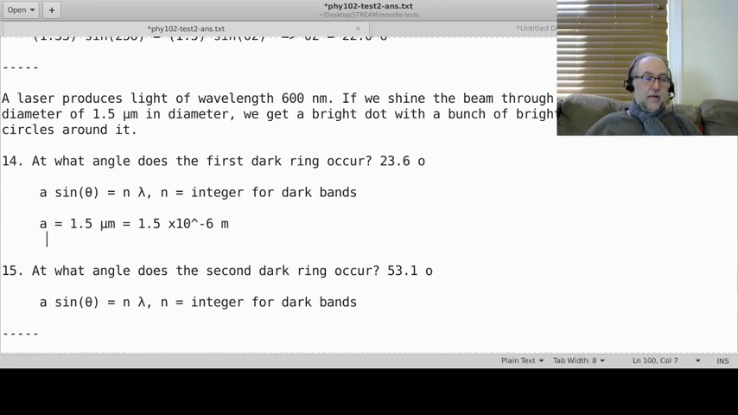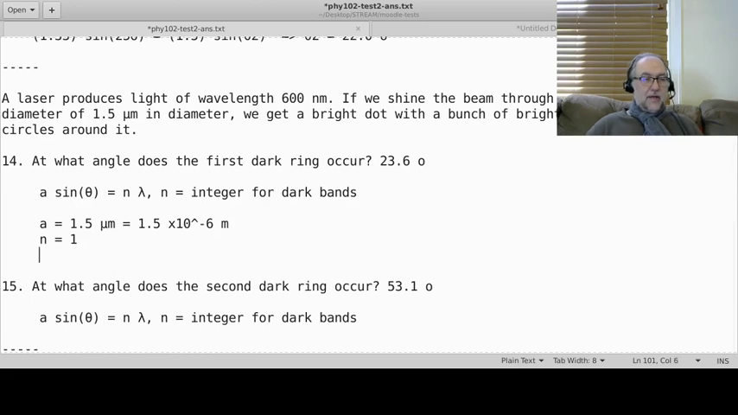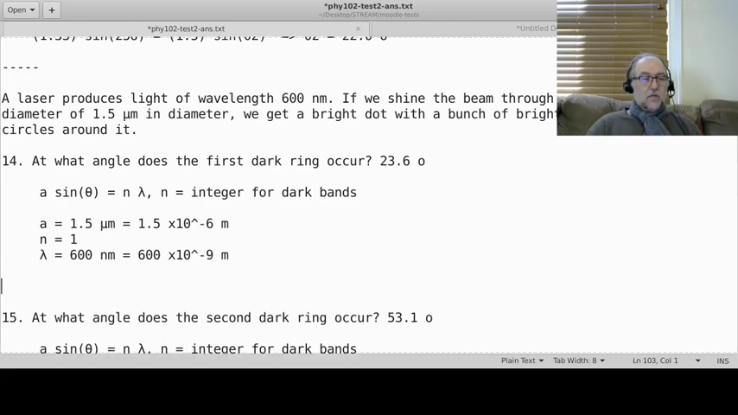And n is going to equal what? n is going to equal 1 because I asked for the first dark ring. And so the first dark ring, that's n equals 1. And then finally, lambda is equal to 600 nanometers. And you need to know that nano is times 10 to the minus 9 meters, like that.